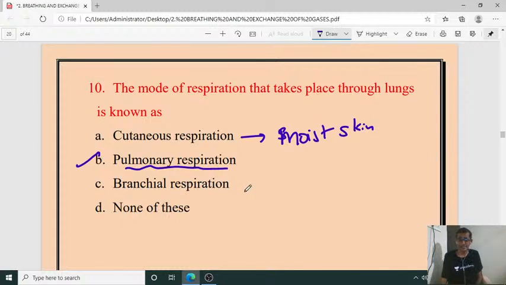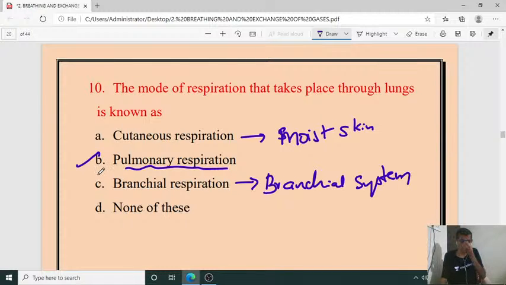Then the bronchial system, that is, respiratory bronchial systems, are observed in invertebrates, but in vertebrates pulmonary respiration is common, as in tetrapoda etc. So pulmonary respiration, that is, through the lungs.